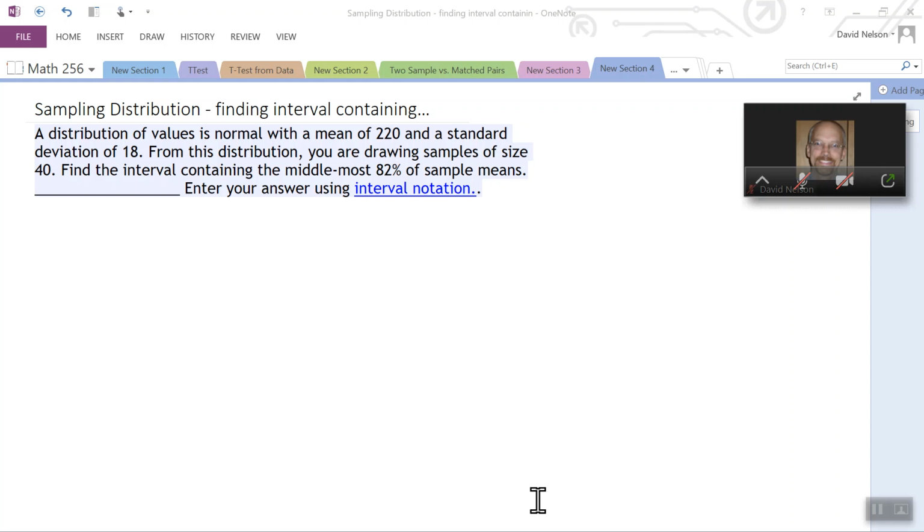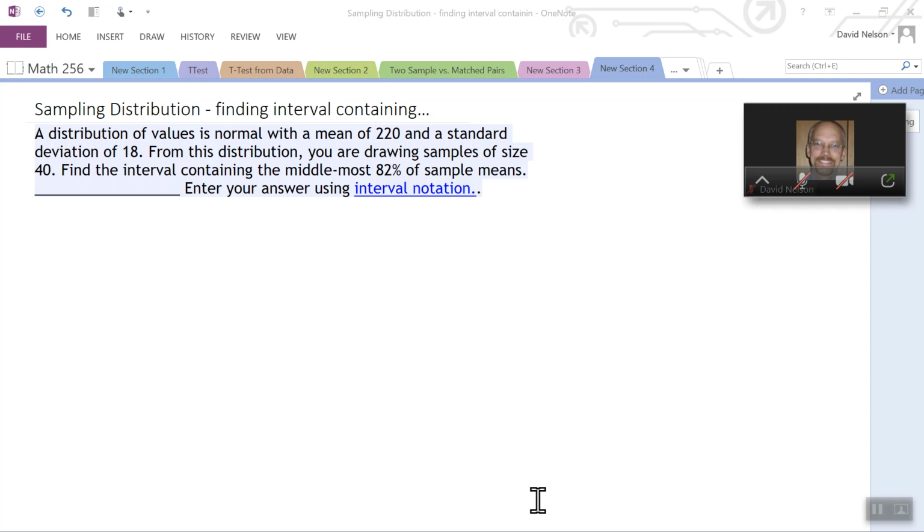All right, we've got a question here dealing with finding the sampling distribution for a sample mean. The question says we've got a distribution of values that's normal and has a mean of 220 and a standard deviation of 18. From this distribution, we're going to draw a sample of size 40, and we want to find the interval containing the middle 82% of sample means.